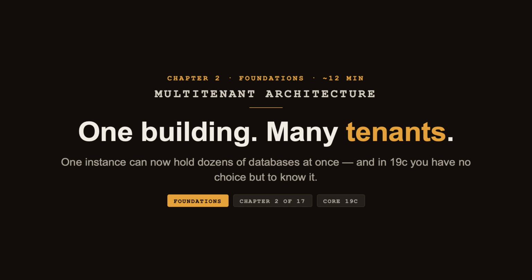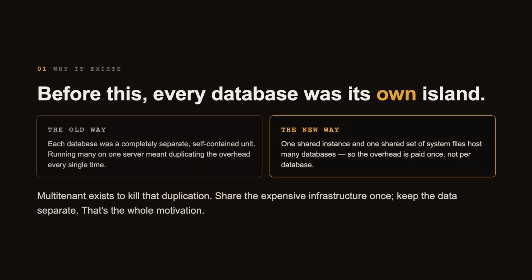The whole thing comes down to one image, one building, many tenants. Let's build it. So why did Oracle build this? Rewind a few versions. Back then, every database was a completely separate, self-contained unit. If you wanted 10 databases on one server, you paid for 10 separate sets of memory, 10 sets of background processes, 10 of everything, a mountain of duplicated overhead. Multi-tenant exists to kill that waste.